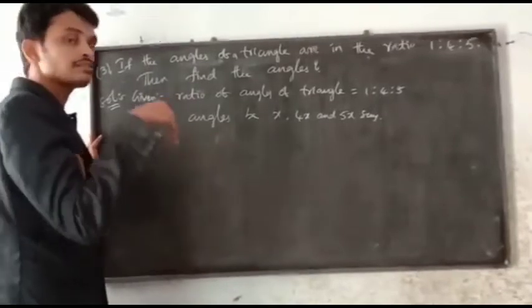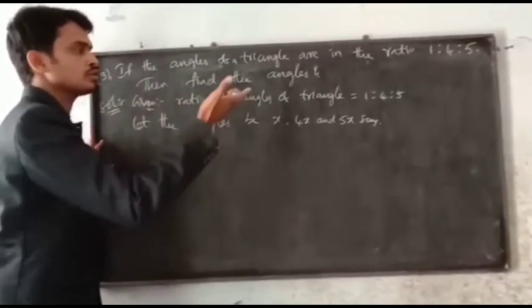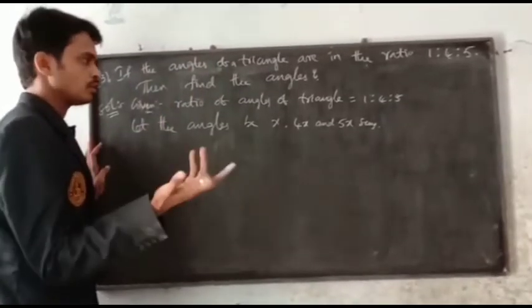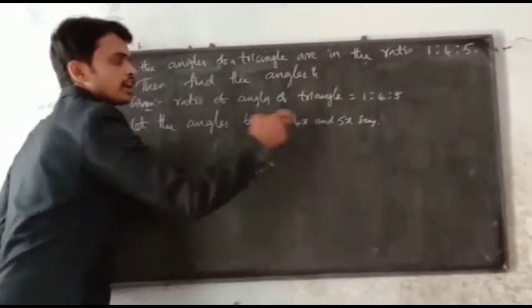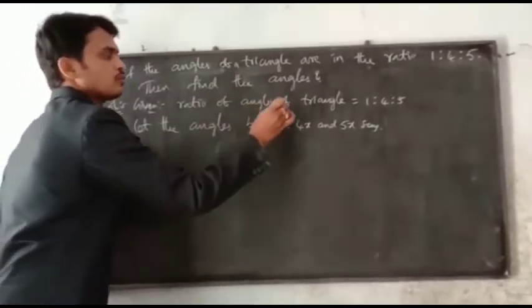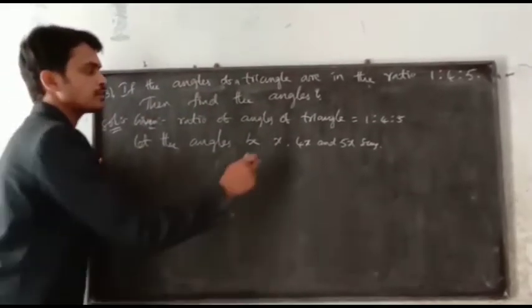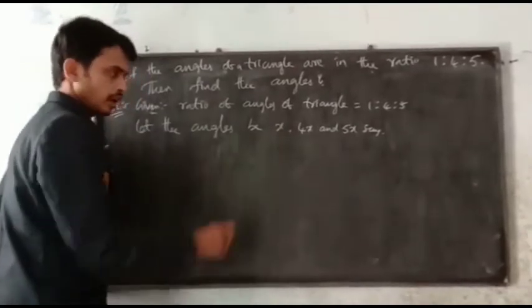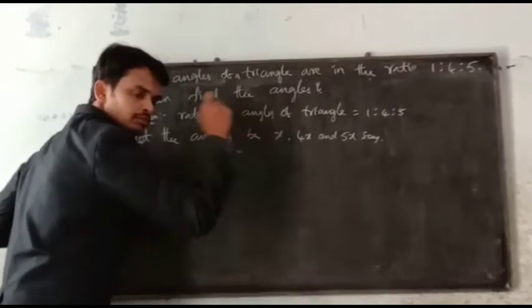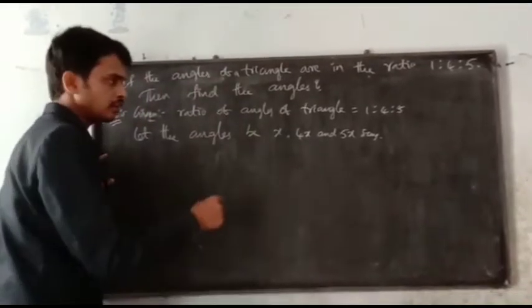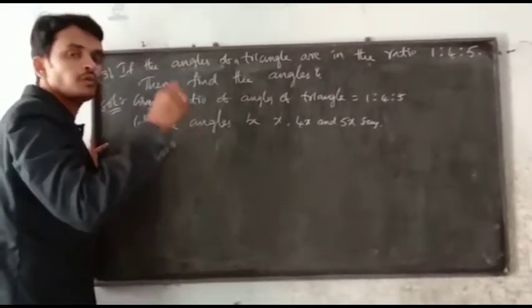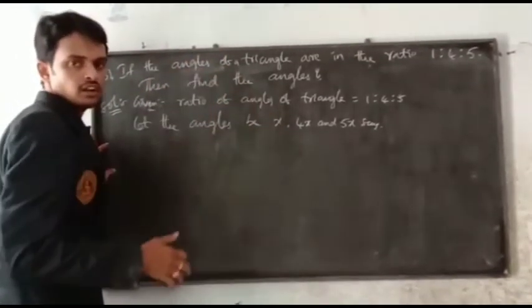By taking a variable, since we don't know the actual values and they gave a ratio, that's why we first take x, 4x, 5x. Then we have to add these 3 using the angle sum property of a triangle, then we will get the x value. After getting the x value, we will find each and every angle of the triangle.